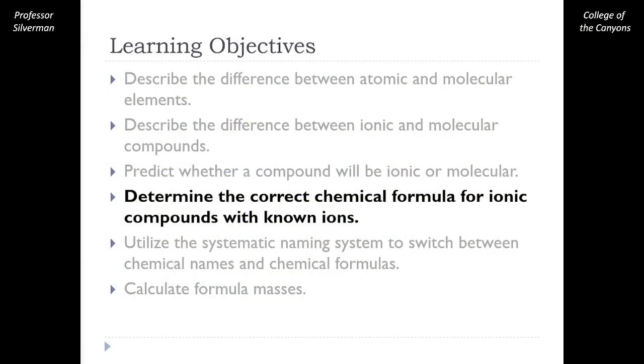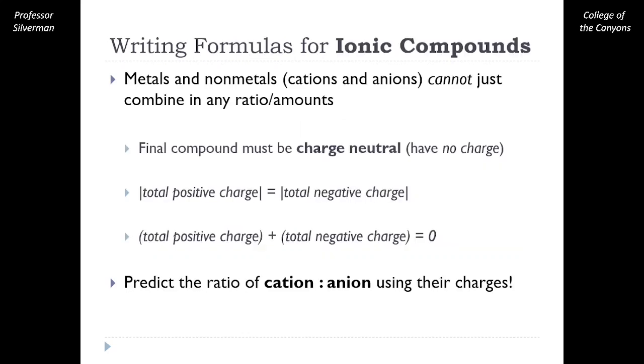Welcome in. Our objective for this video is to determine the correct chemical formula for ionic compounds. Recall that we said ionic compounds form between metals and nonmetals, or cations and anions. And when we form ionic compounds, we need to do that with our charges in mind. Our final compound has to have an overall charge of 0. It must be neutral.